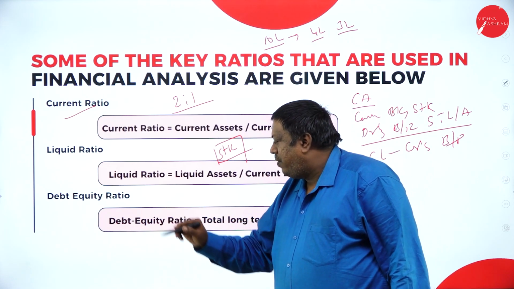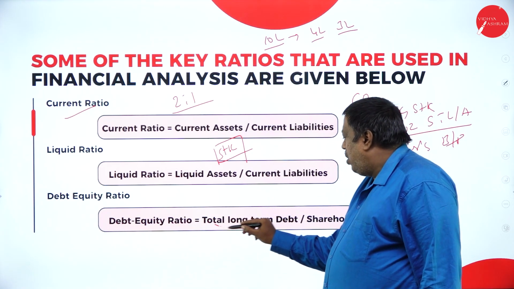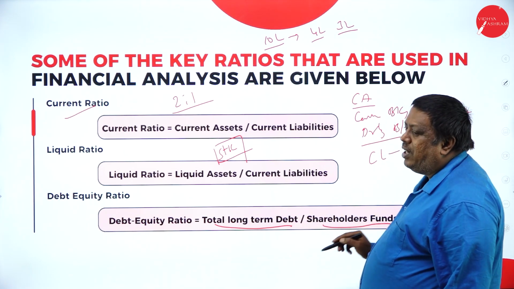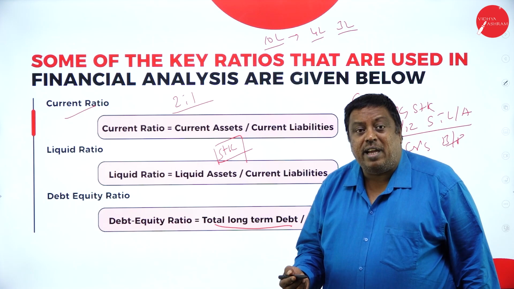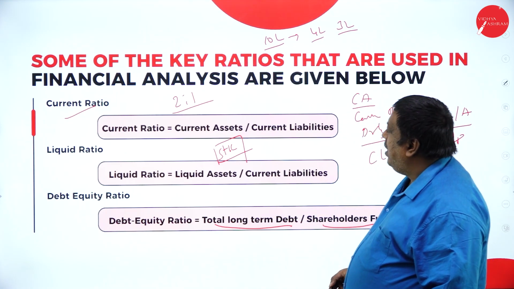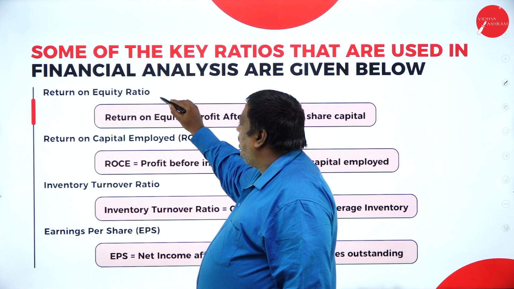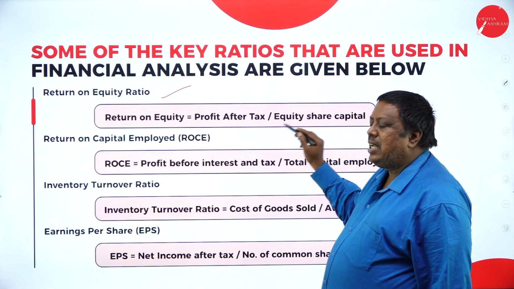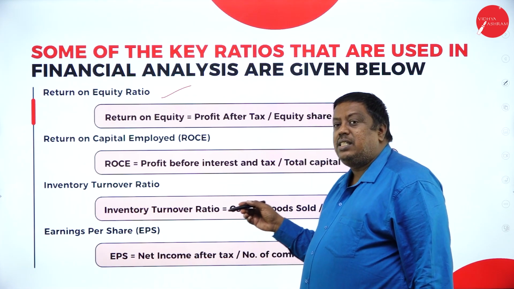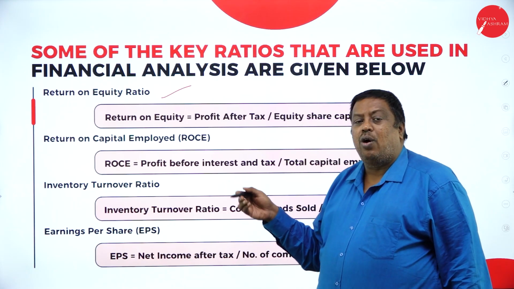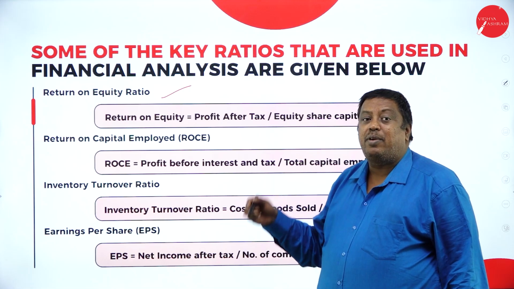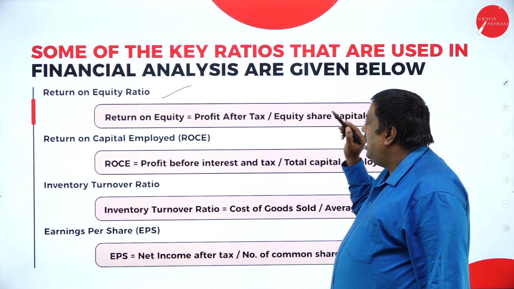The next one is the debt equity ratio. The total long-term debts in the company should be divided by the shareholders' fund, that is, the benefits going to be received by the shareholders from the organization. The next one is the return on equity ratio. This is the profit after tax divided by equity share capital. Profit after tax is the amount available after making all provisions and the payment of taxes, and that is divided by equity shares.